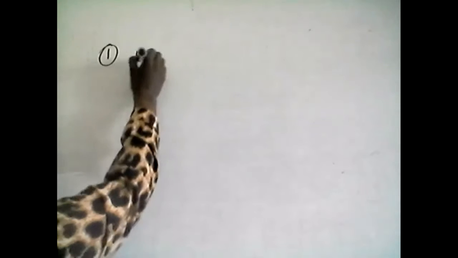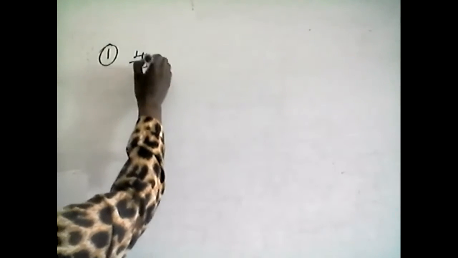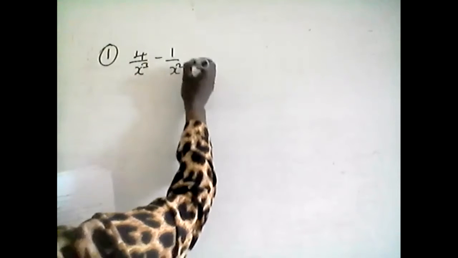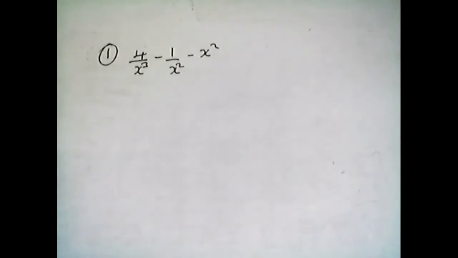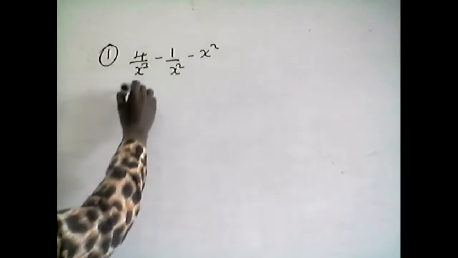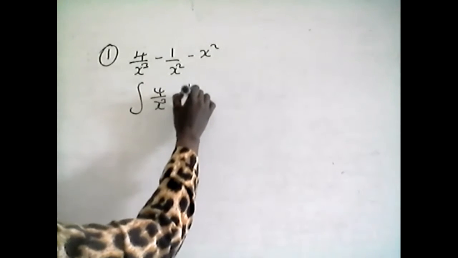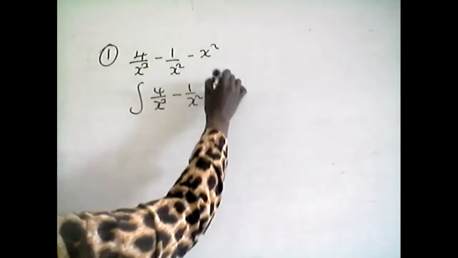Tutorial sheet number 9. Integrate the following functions with respect to x. So we have question number 1, which is 4 over x^3 minus 1 over x^2 minus x^2. I want us to integrate this. As you are seeing, the variable there is x. So it will just be the integral of 4 over x^3 minus 1 over x^2 minus x^2 dx.